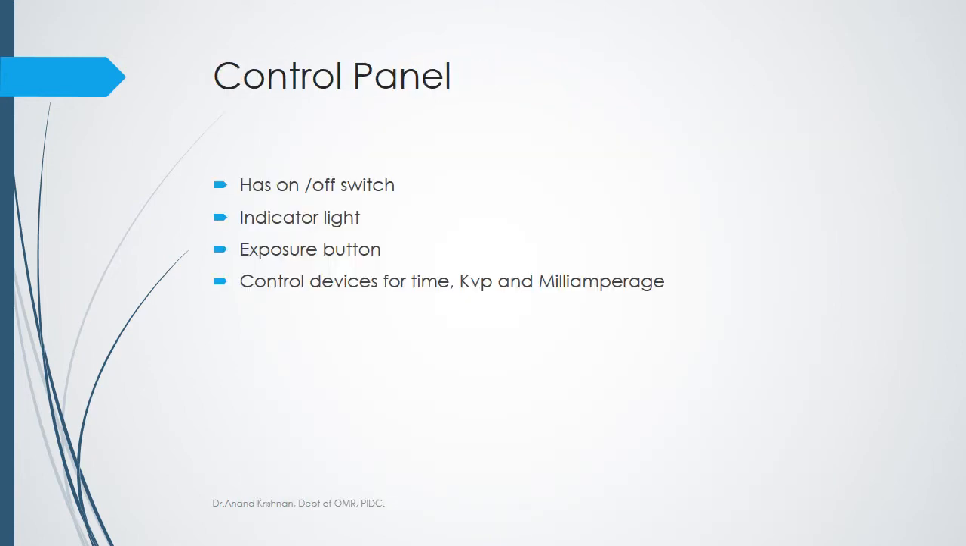So the control panel generally consists of an on-off switch, an indicator light, an exposure button, and control devices for time, kVp, and milliamperage. In recent machines you don't get the ability to alter kVp and milliamperage. You only have a control device for time, and we all know that you have to arm the machine in the control panel, and you will have a trigger switch outside. Once you press the trigger switch, only then will X-rays be produced and the patient be exposed. So you have to arm it and then shoot. This is to prevent any accidental exposure.